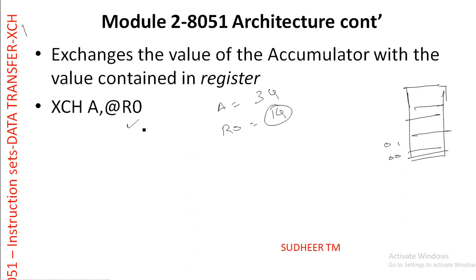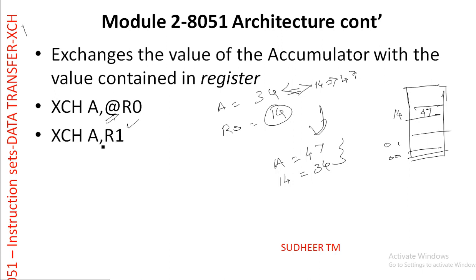Our location is @R0. See, look at the symbol @R0. This is register indirect addressing mode. So what is at R0? 14. At 14, the data 47 is present. So when XCH A, @R0 is executed, A has 34 and the address 14 has 47. When this instruction executes, the values are swapped back and forth. That means A will be 47 and the content of 14 will be 34. That is what this instruction will do.